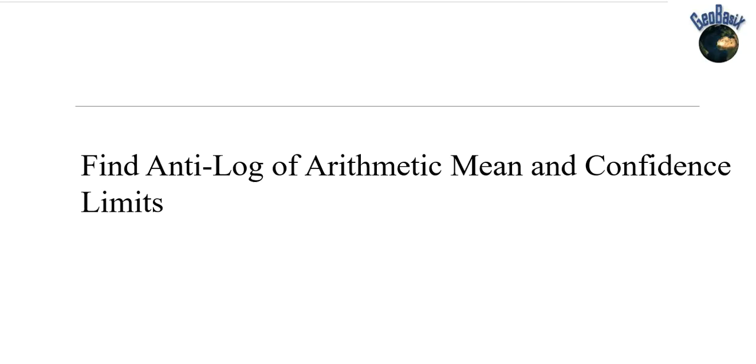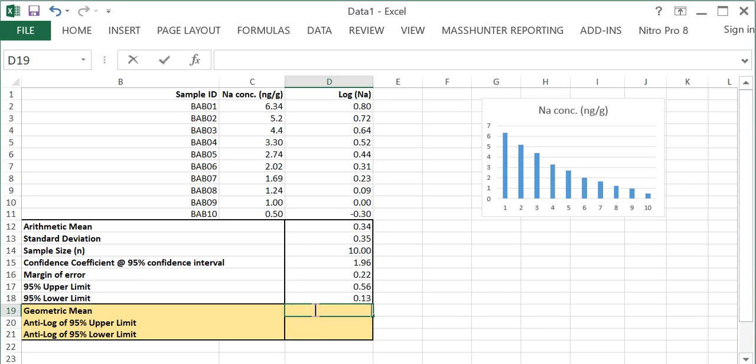The third and final step is to calculate the geometric mean and the confidence limits. So this will be the antilog of the arithmetic mean and the confidence limits that we've already calculated. Antilog of the arithmetic mean, antilog of the 95% upper limit, and then the antilog of the 95% lower limit. So this will be our final answer.